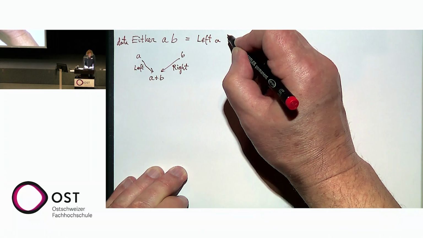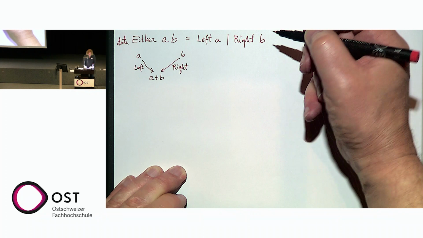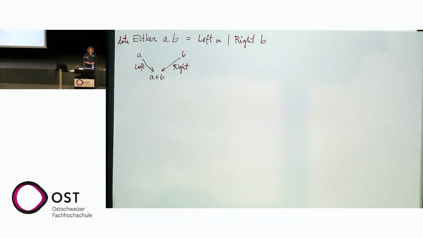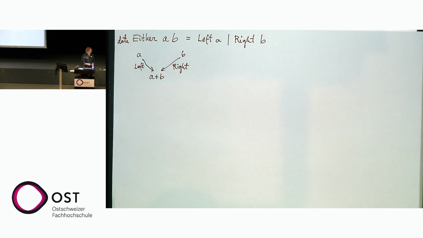Left A or right B, right? So this is the introduction. So this is a very nice introduction. Give me two objects, I'll give you their sum, right? But if you want to define it in a category, then this is definitely not enough. There are a lot of candidates that have an arrow from A and an arrow from B, right? Which are not really sums, okay?